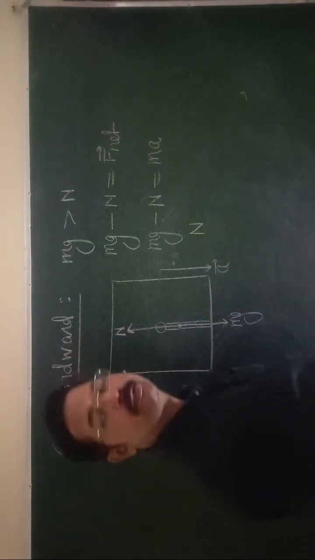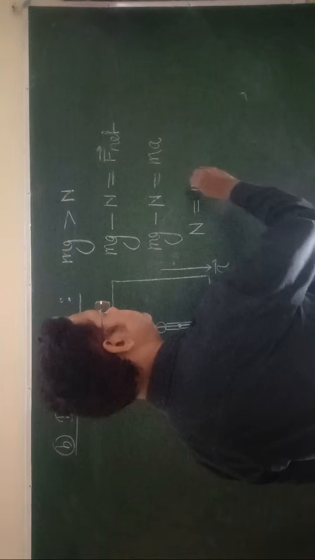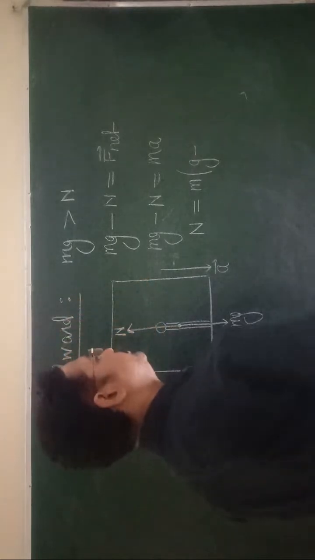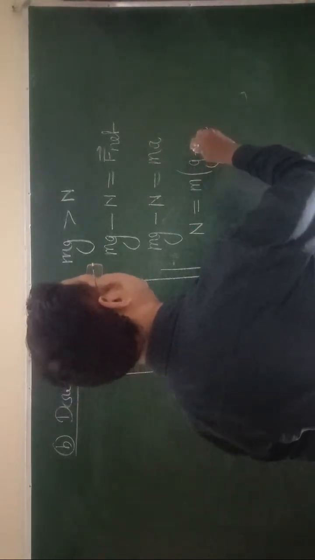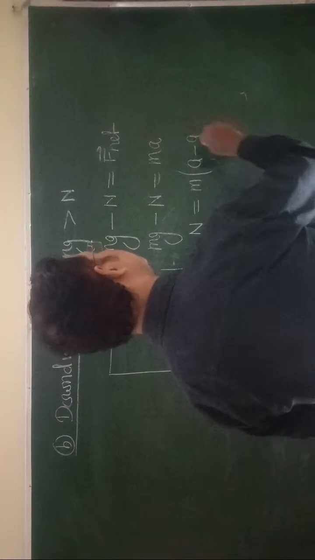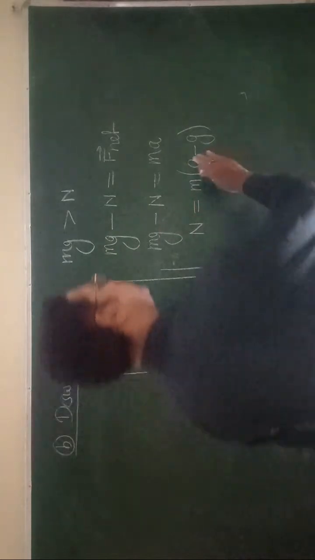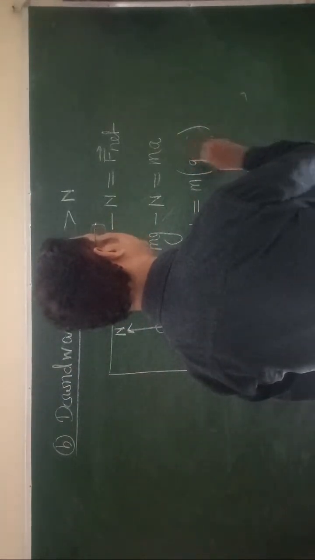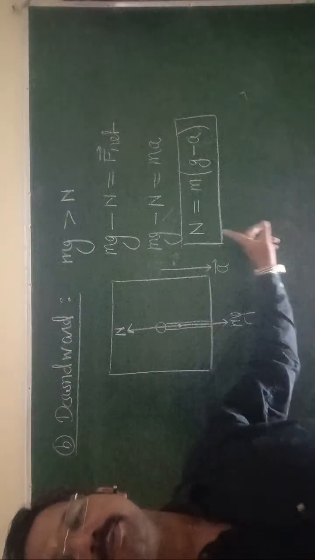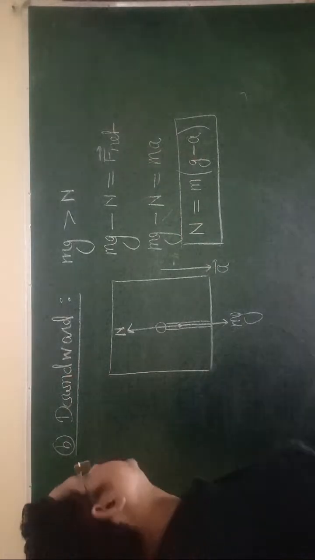Apparent weight is equal to m times (g minus a). N goes to the right side, so N equals m(g minus a). This is again the apparent weight.